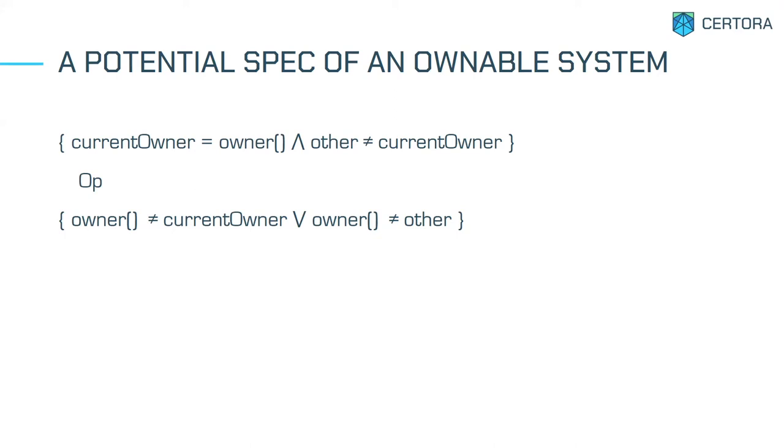So the answer is this rule will always hold. Yeah, depends on the code. Why is that? The post condition, I think, is probably vacuous. Exactly. The idea is that, as Mike pointed out, if you know that the current owner equals owner, and other is not equal to current owner, then there's no way that this could be violated. So when you run the Certora prover, it will tell you that the rule holds, but it means nothing. So we are now incorporating into the tool the ability to check vacuous rules.